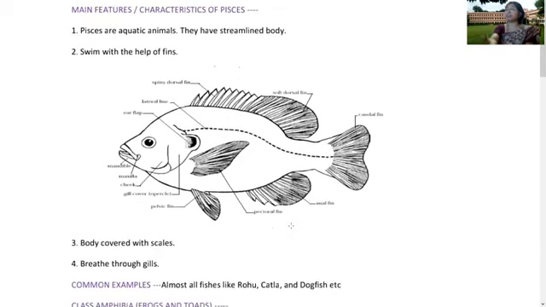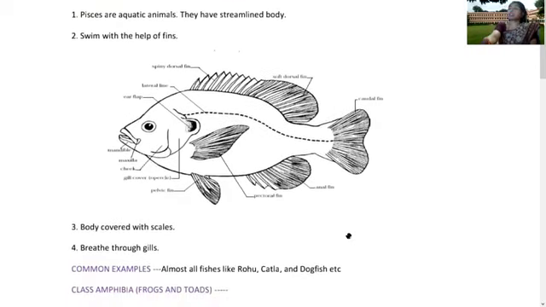What is the fourth character, which is very important? They breathe through gills, right? We will find here the gills, and they are covered by the operculum. Generally, the fishes we get in our locality, rohu and katla, are normal bony fishes, whereas the dogfish is a cartilaginous fish, okay?